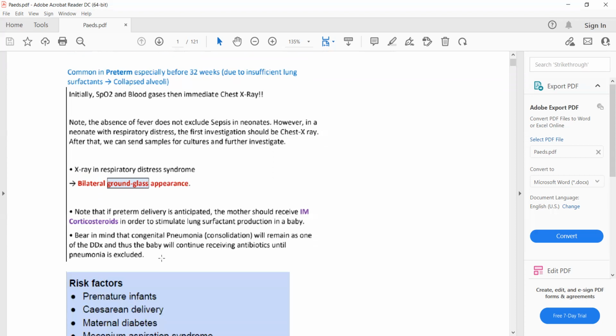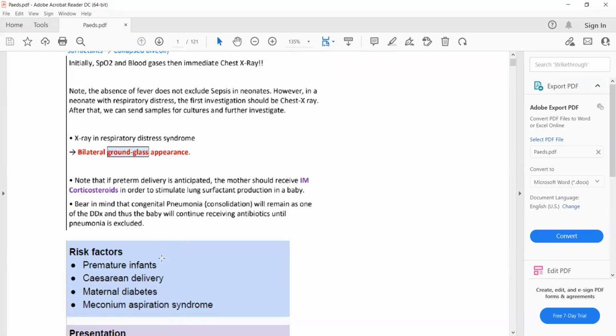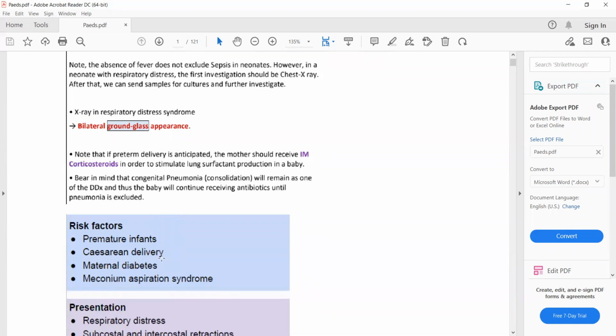But bear in mind that we will start the antibiotics as well until the pneumonia is excluded. Congenital pneumonia, that is consolidation, will remain as one of the differential diagnoses, and thus the baby will continue receiving antibiotics until pneumonia is excluded.